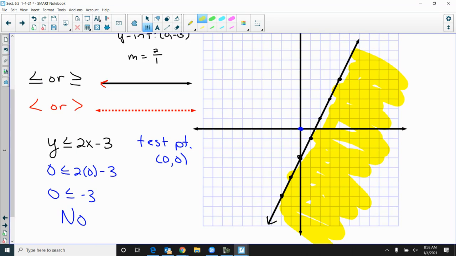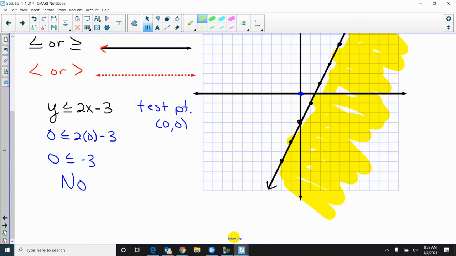You have a solid line, and then you shade everything. Make sure you keep shading. Don't stop there. Keep going all the way up to the line. All the way up to the line. All right. What was that? y is less than or equal to 2x minus 3.